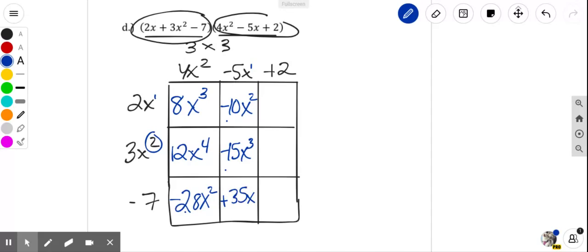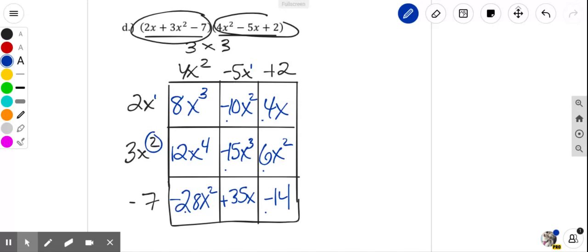You don't have to put the plus. I don't know why I just did that. Anyway, okay, this one's going to be 2x and 2, which is 4x. This one's going to be 3x squared and 2, which is 6x squared. And then this one's going to be negative 7 times 2, which is negative 14.